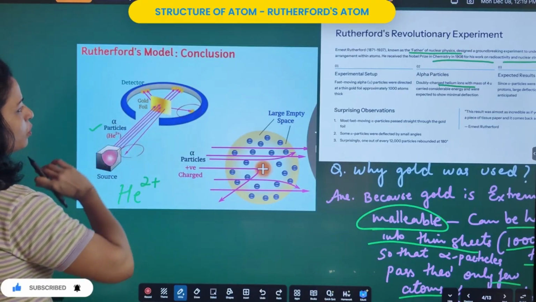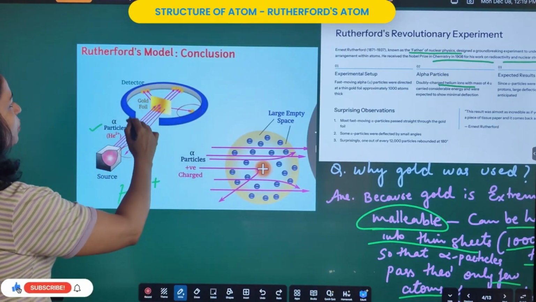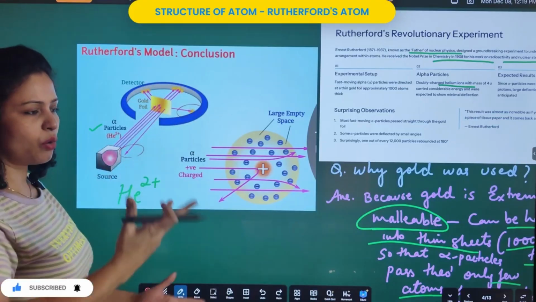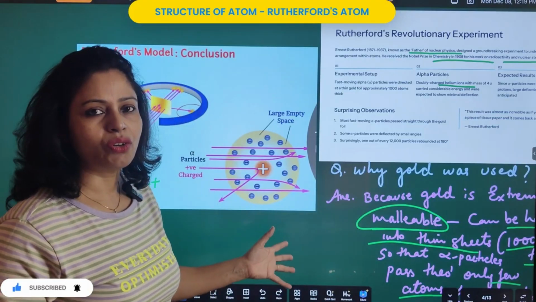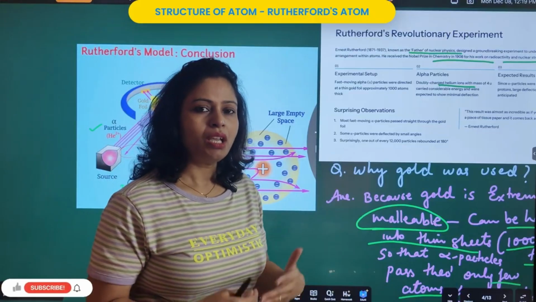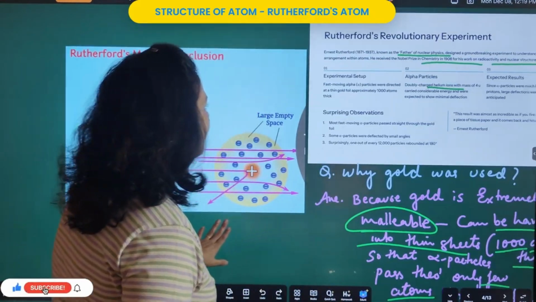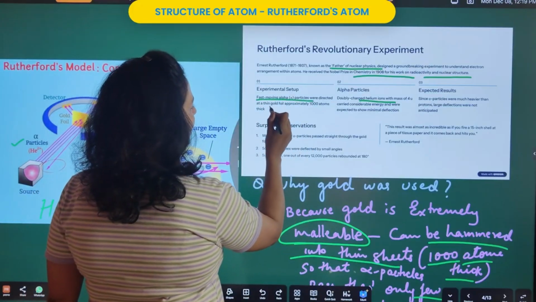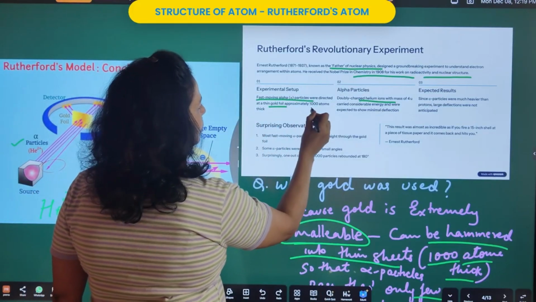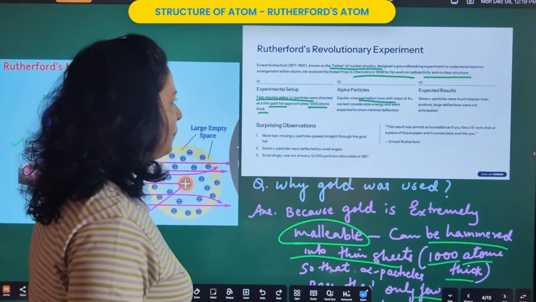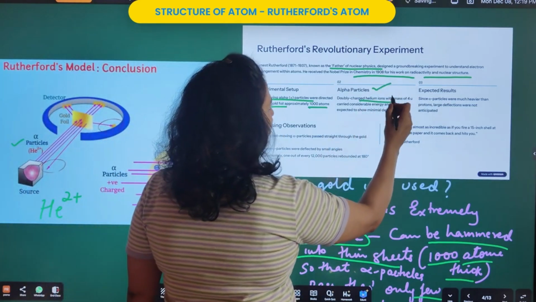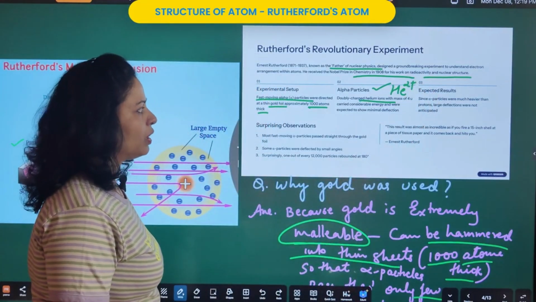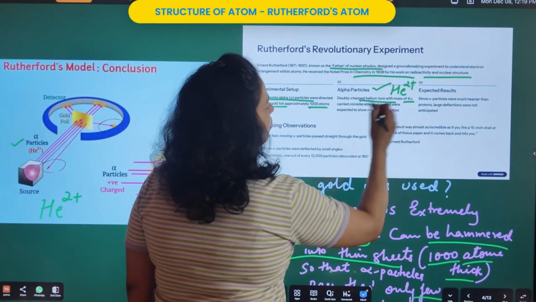So in this experiment, alpha particles from the source were made to pass through the gold foil. This is a detector, and it detects the nature of movement of the alpha particles. The experiment setup was that fast moving alpha particles were directed at thin gold foil which is 1000 atoms thick. Alpha particles are doubly charged helium ions with a mass of 4 units.